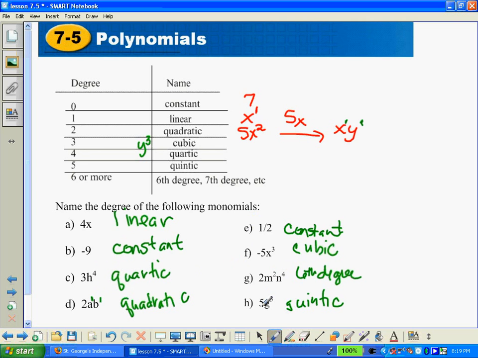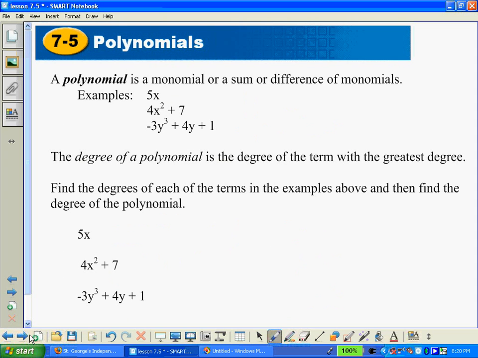Alright, some more vocabulary. A polynomial. Remember before we were talking about monomials, mono meaning one, poly meaning many. A polynomial is going to be a monomial. So a plain old monomial is a polynomial. Or it's a sum or difference of monomials. So if you add a whole bunch of monomials together, that's a polynomial. If you subtract a whole bunch of monomials, that's a polynomial. If you do both add and subtract, that's a polynomial.